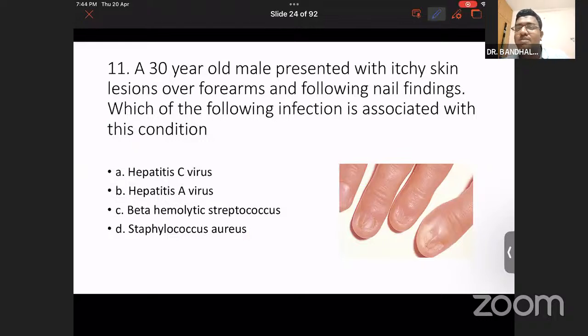A 30-year-old male presented with itchy skin lesions over the forearm and the following nail findings. Which one of the following infections is associated with the condition? Option A, hepatitis C. Option B, hepatitis A. Option C is beta hemolytic streptococci. Option D is Staphylococcus aureus.